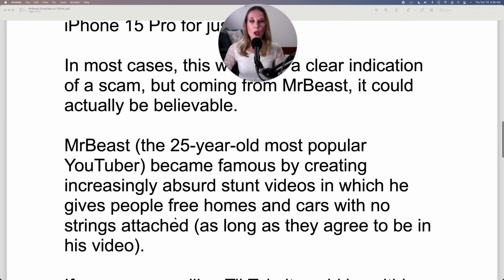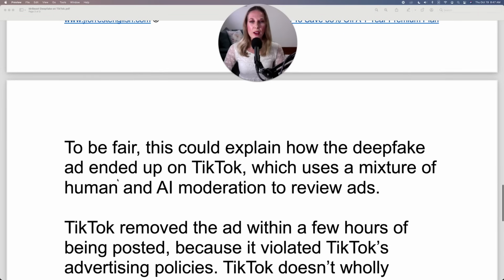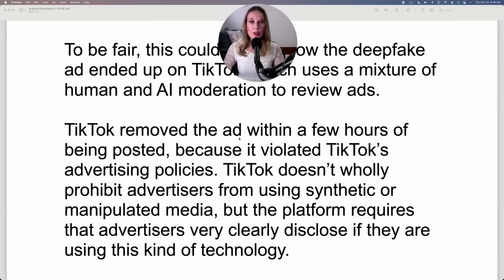he gives people free homes and cars with no strings attached, as long as they agree to be in his video. If you were scrolling TikTok, it could be within the realm of possibility that MrBeast would buy 10,000 iPhones to give away. After all, he has given away free iPhones to unsuspecting trick-or-treaters. To be fair, this could explain how the deepfake ad ended up on TikTok, which uses a mixture of human and AI moderation to review ads. TikTok removed the ad within a few hours of being posted because it violated TikTok's advertising policies.